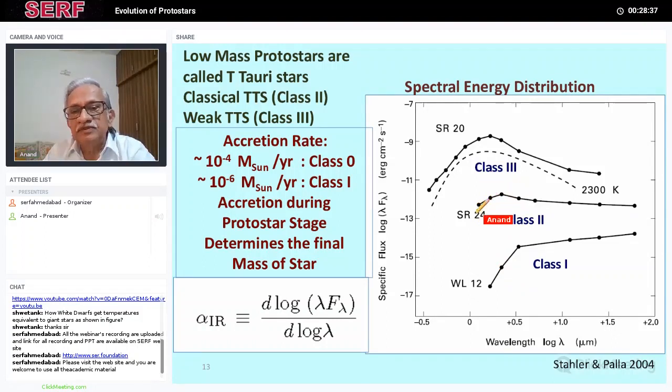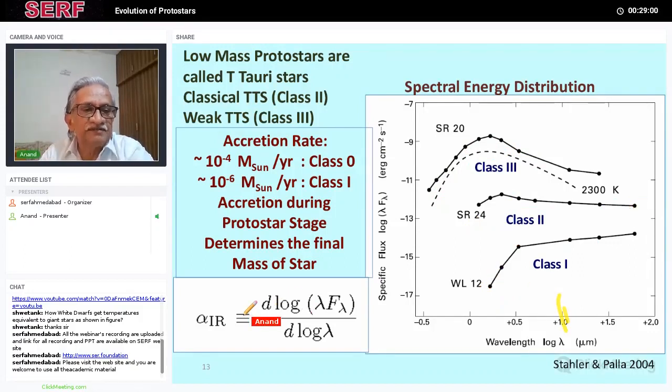This is class 2. You can see that it is just coming down. And if you look at the class 3 object, it's almost like a black body of 2000 degrees Kelvin. These are actual observations. All these dots are actual observations at various wavelengths, visible to infrared.